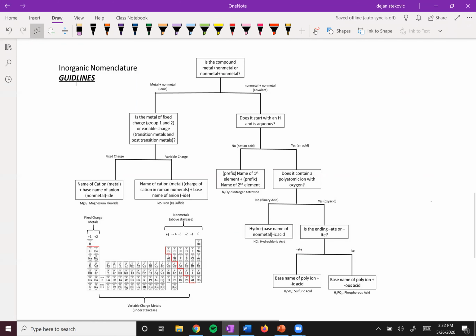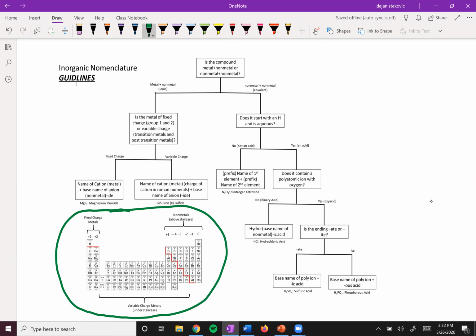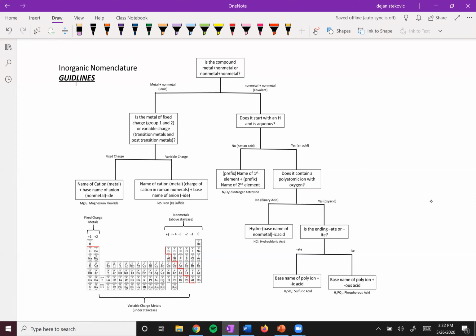On this bottom left here, I have some good information that you want to know. Things in group 1 are going to be +1. Things in group 2 are going to be +2. Anything underneath the staircase can have a variable charge. Things above the staircase will generally have these charges up here. And so those charges are very useful to know. Remember, above the staircase is nonmetals. Below the staircase is metals.